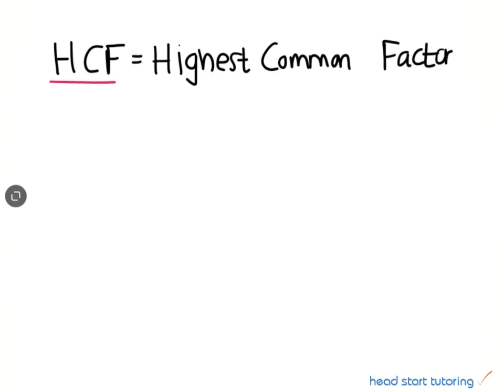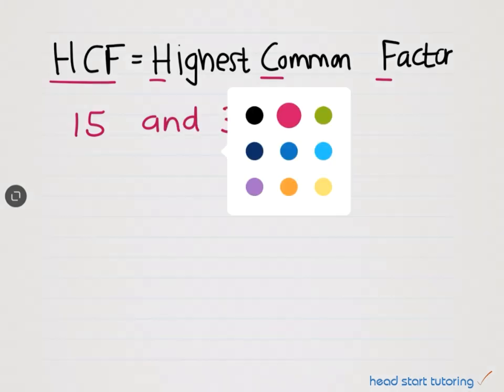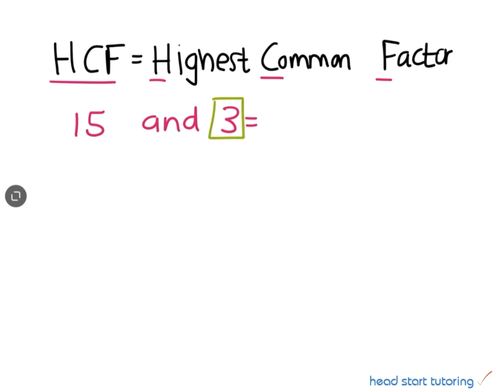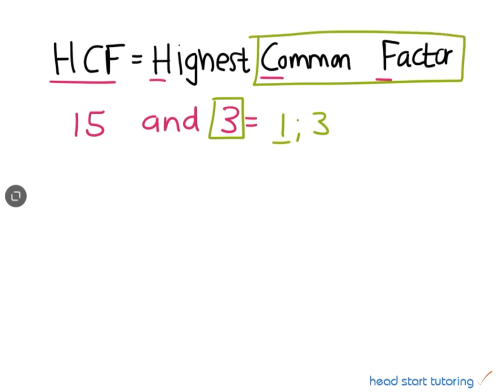Right, we are going to have a look at the HCF, or the highest common factor. So if we are trying to find the highest common factor of 15 and 3, what we need to do is list all the factors of our smaller number, because there will usually be fewer factors in our smaller number. So we list the factors of 3, which is 1 and 3. We know that 1 is a factor of all numbers.